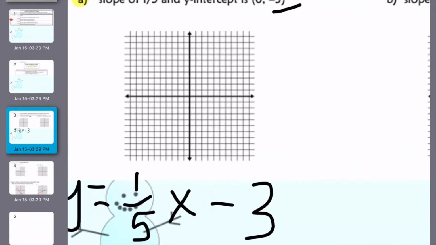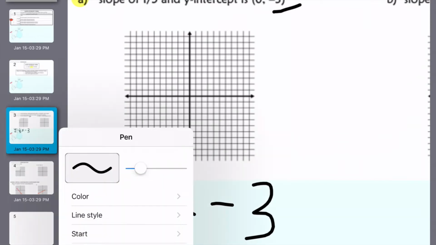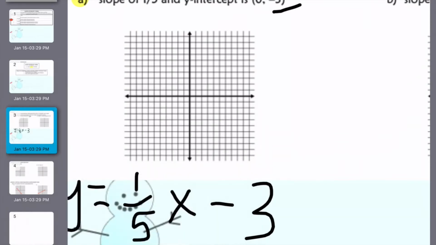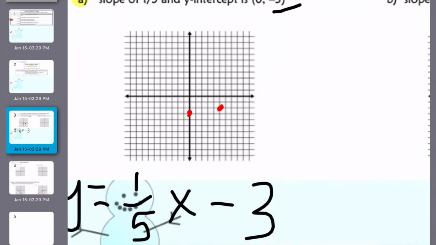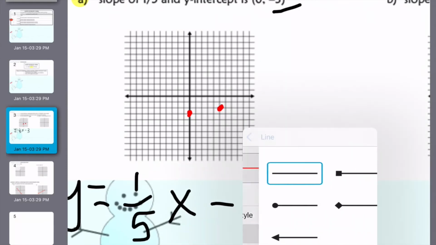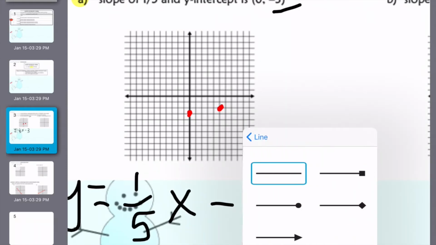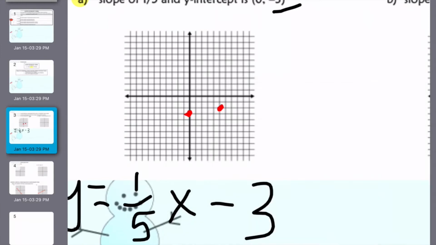Now I need to try to graph it. So I'm going to change my colors here so that way they're easy to see. I have to go down 3 from the origin. And now I have to go up 1 and to the right 5. Sorry, not up 1 to the right 3, up 1 to the right 5. And now I can try to make a line that goes through those points. And again, it's not going to be perfect, but we're going to try our best. Okay?